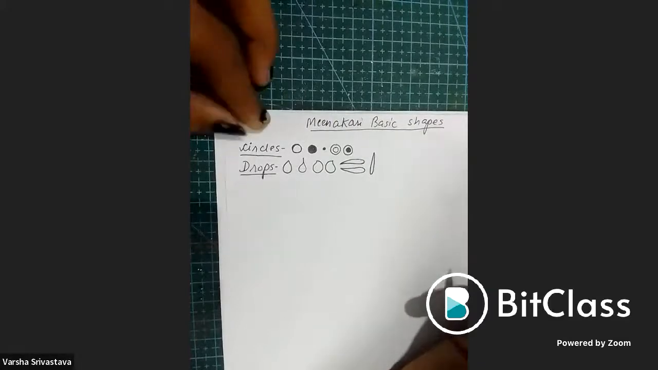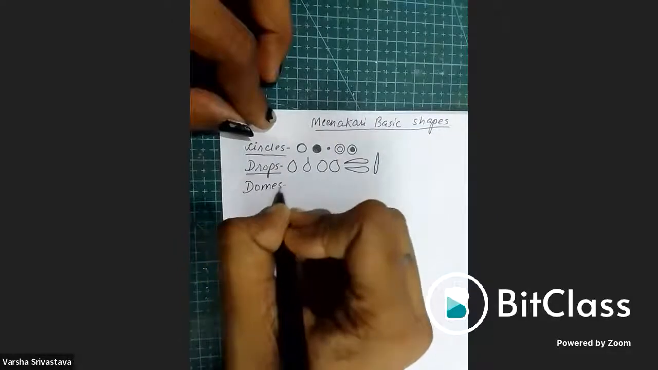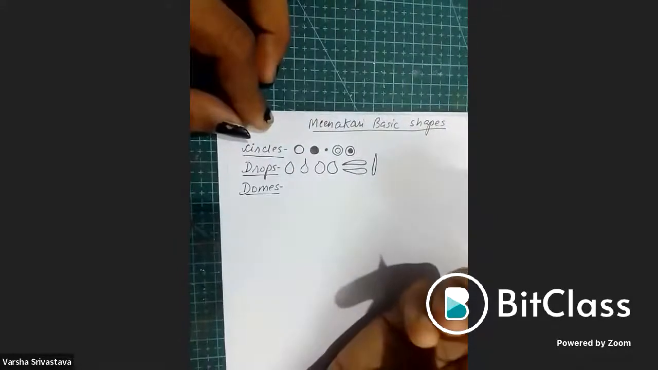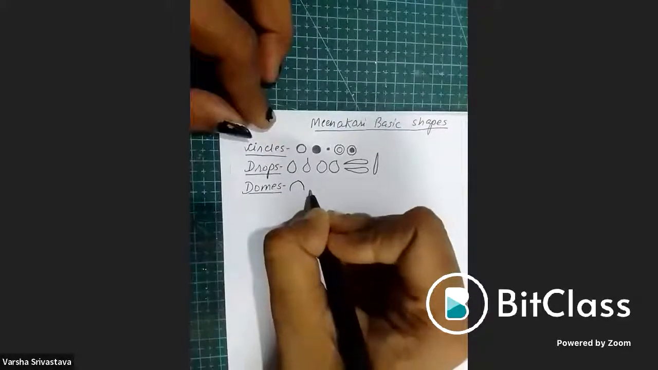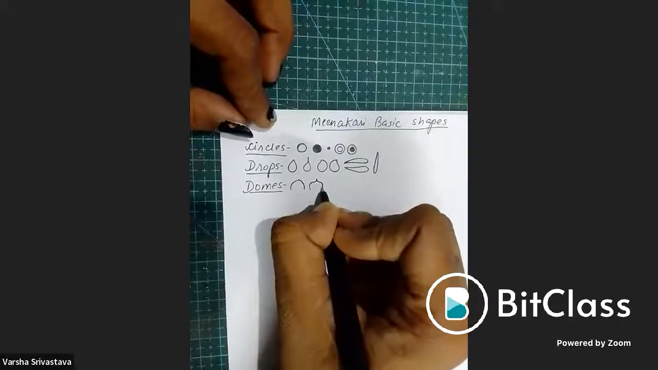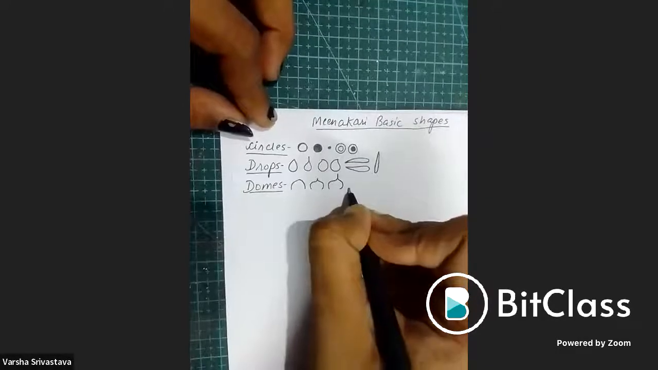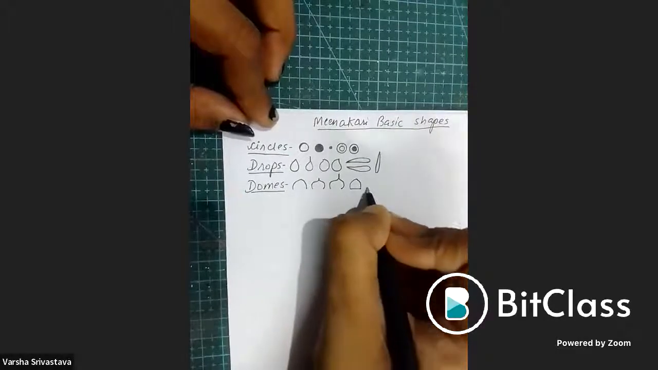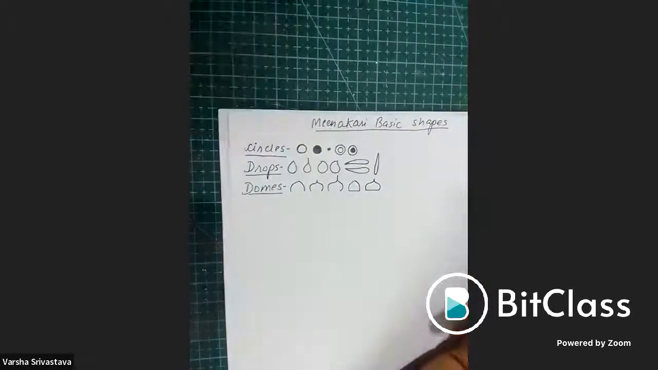Okay. Then I'm going to make the domes. So I'm just making a normal dome like this, making a little bit pointed dome, and then making a dome which is very much pointed. Again, I'm making the normal dome. You can add the lines like this or the pointed domes, and you can also add the lines to it as well. That's it.